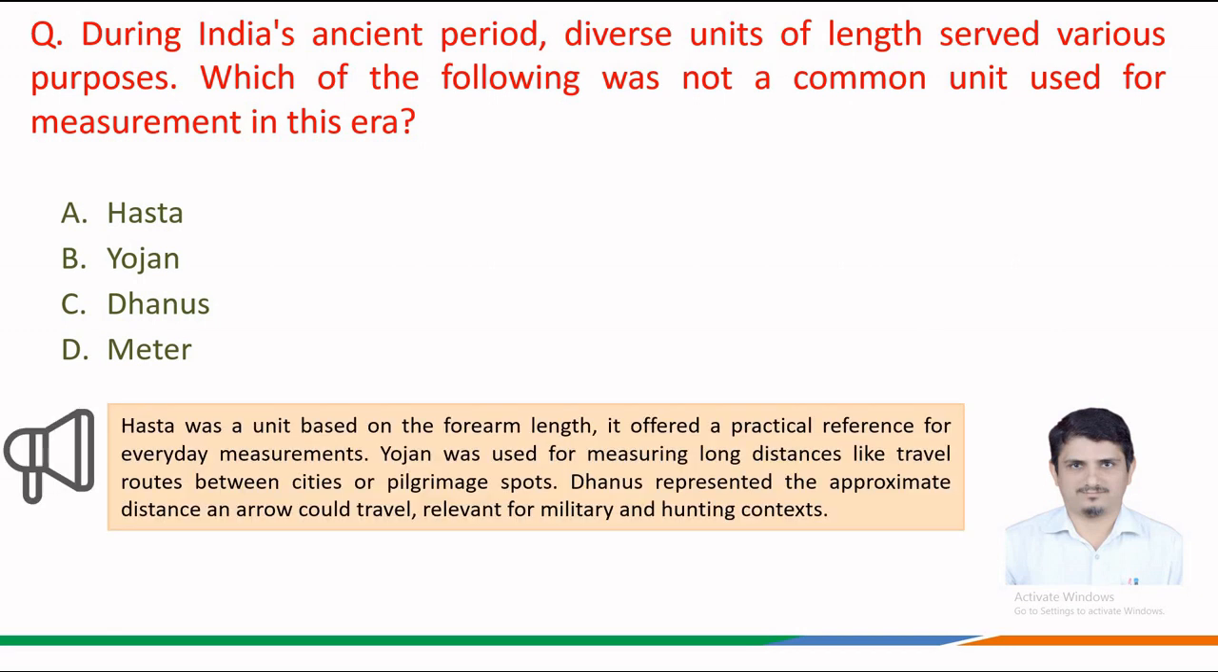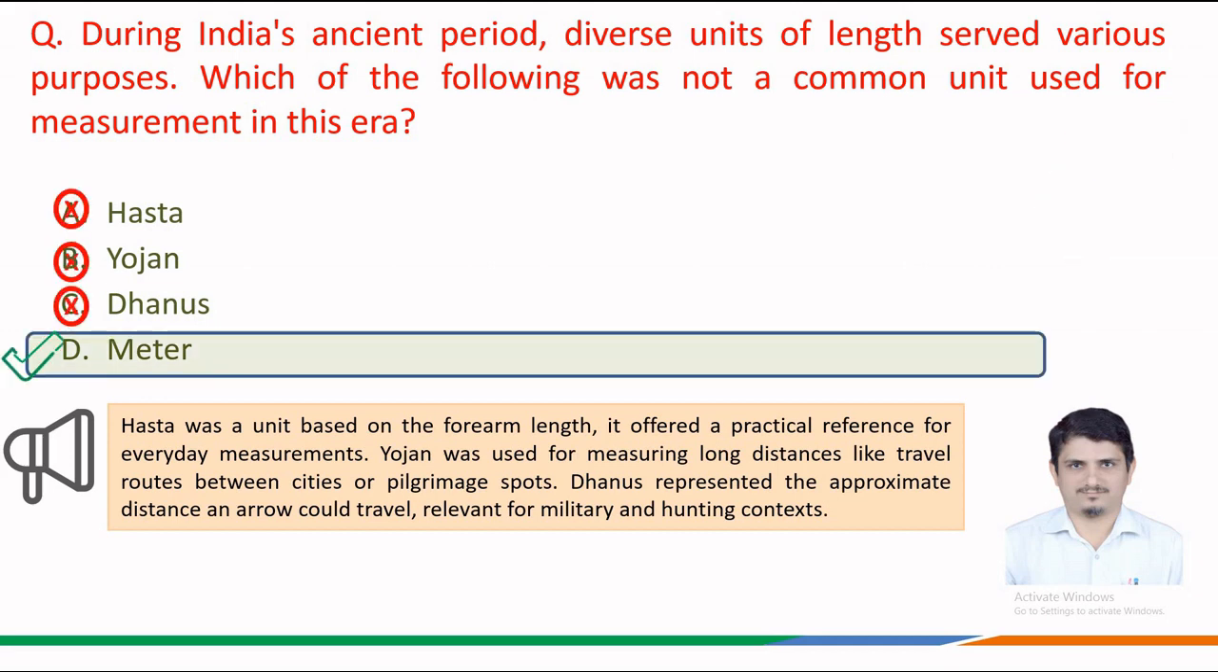Please recall here, hasta was a unit based on the forearm length. It offered a practical reference for everyday measurements. Yojan was used for measuring long distances like travel routes between cities or pilgrimage spots. Dhanush represented the approximate distance an arrow could travel, relevant for military and hunting contexts. Therefore, the correct answer of this question would be option D, that is meter, was not a common unit used for measurement in the ancient Indian period.